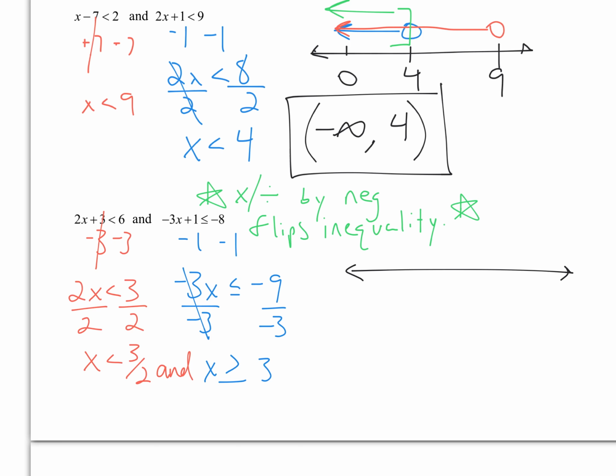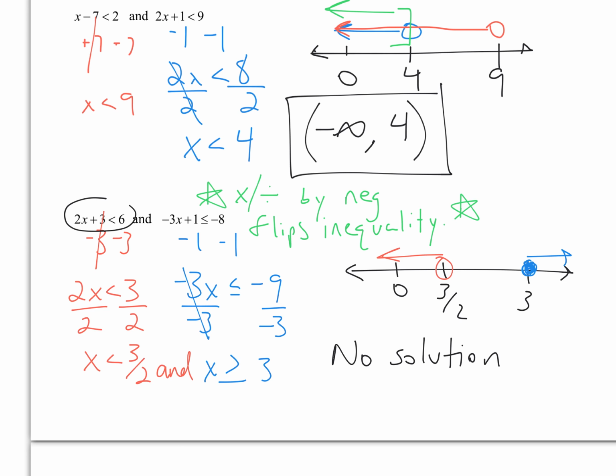So let's look at this one. If I have 0 here, 3/2 and 3. So it's less than 3/2 and it's greater than or equal to 3, so I'm going to close that because it can equal 3. The and has to apply to both, so we're looking for an overlapping region, and there is none. So really, there is no solution. There's no value for x that will work for this one and for this one, that'll satisfy both equations. So no solution here.